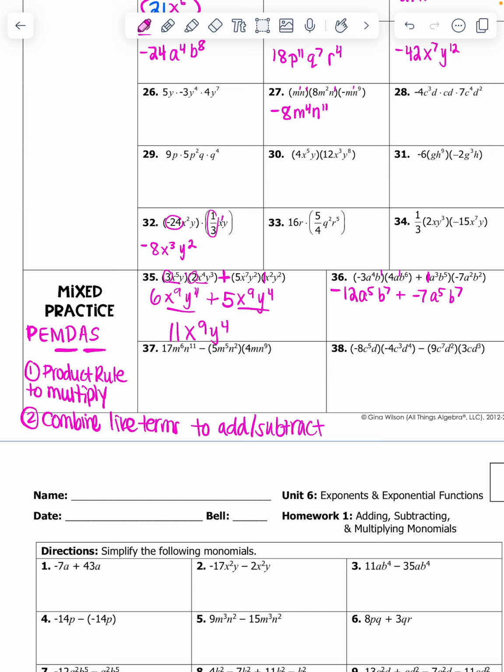Now, I'm not going to lie, a lot of these mixed practice questions are specifically designed so that when you do simplify them, you do get like terms. And in this case, we do. We would add -12 plus -7, that's -19. And we keep the variables and their exponents exactly the same.